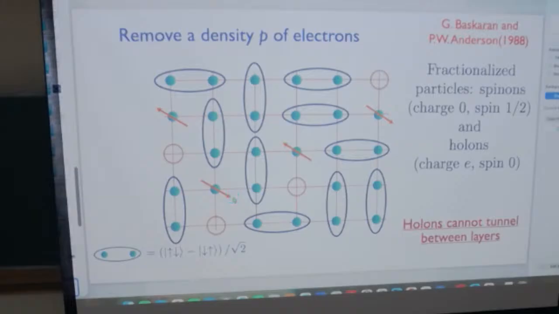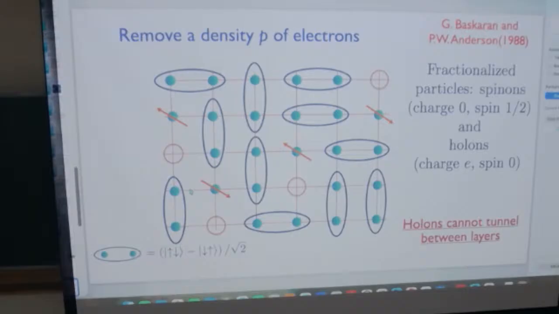The recent experiment, this experiment of Ramshaw, shows coherent tunneling between layers. But these holons cannot tunnel coherently between layers because they are fractionalized particles. And they require the singlet bonds to even exist. So there is no coherent tunneling of holons between layers, and so they cannot explain the ADMR experiment.